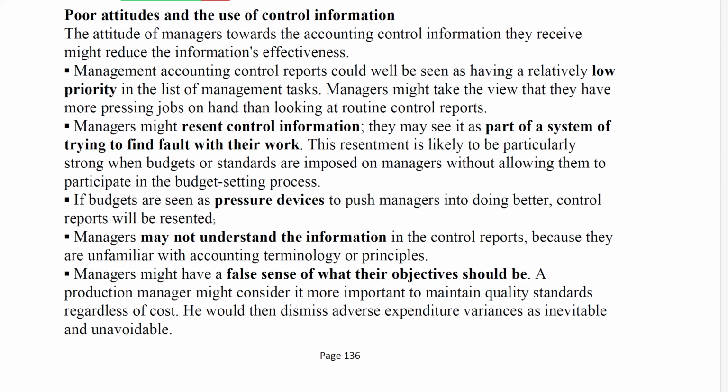So that was it for these sort of activities, right? What false sense will be created, right? Sometimes there's a false sense of what their objectives would be, and then they will dismiss adverse expenditure variances because they think they may be unavoidable, but it's not always true.